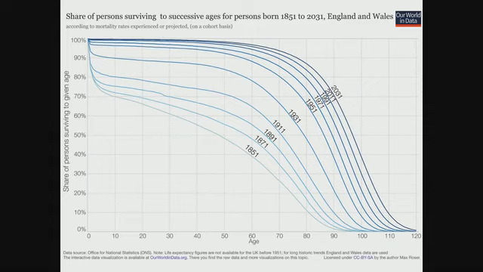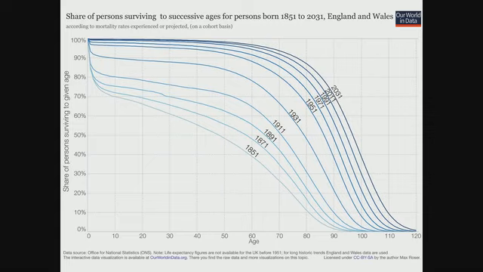Now, where have they gone up the most? Well, it used to be that childhood mortality was enormous. And so if you look at 1851, by age 10, about 30% of children had died. And so we've gotten a lot better at stopping that from happening.